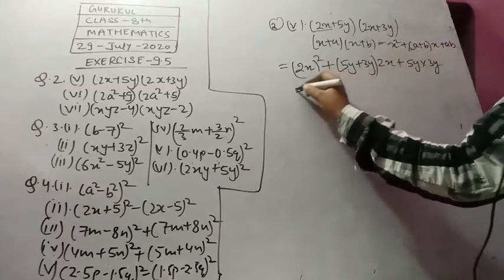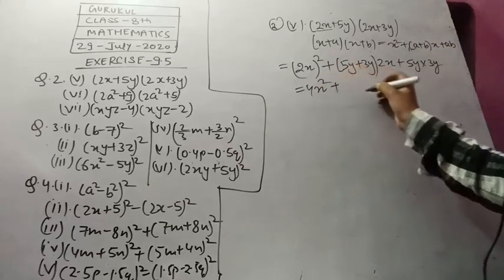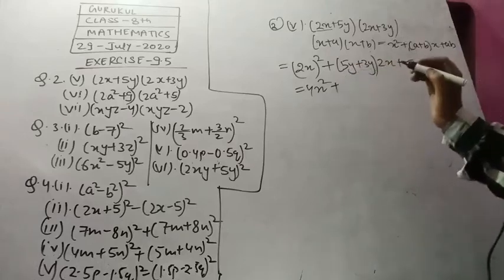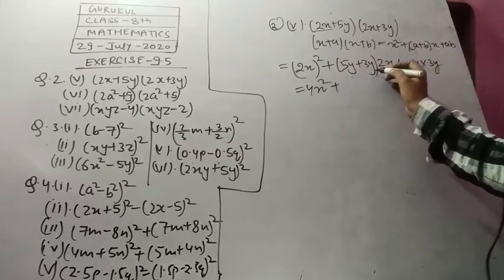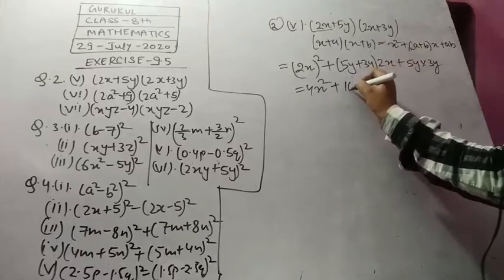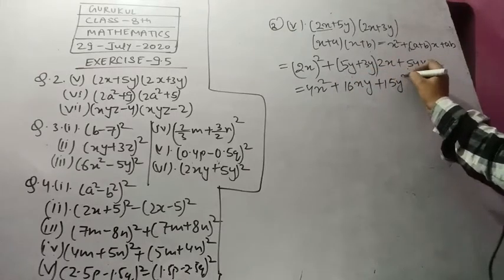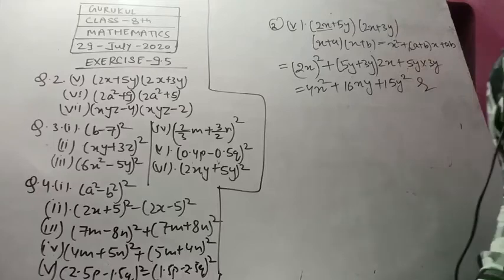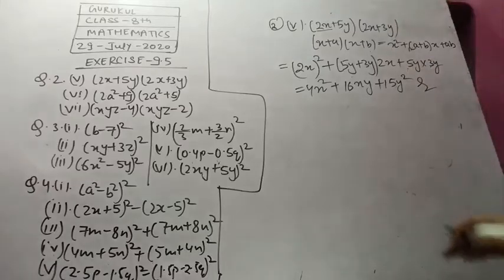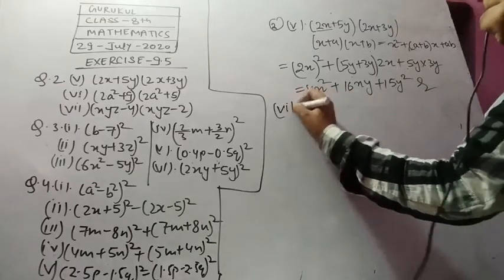So (2x)² will be 4x². Now 5y plus 3y will be 8y. 8y into 2x will be 16xy. 5 threes are 15y². This is going to be the answer. Now let us solve the sixth part of question number 2.